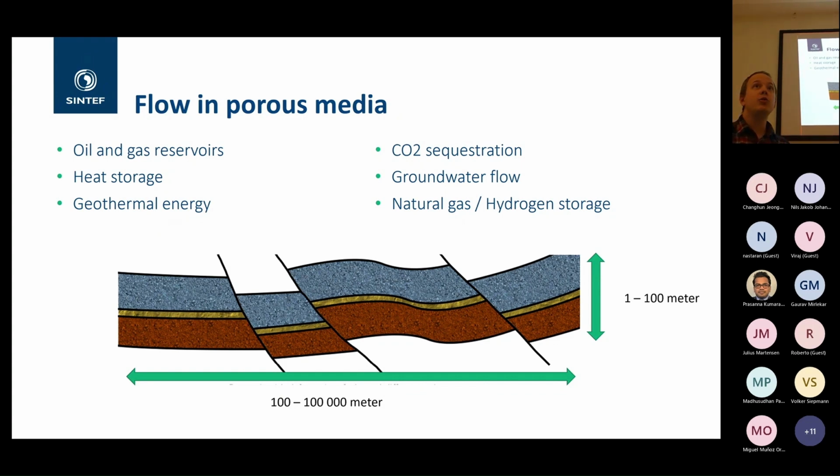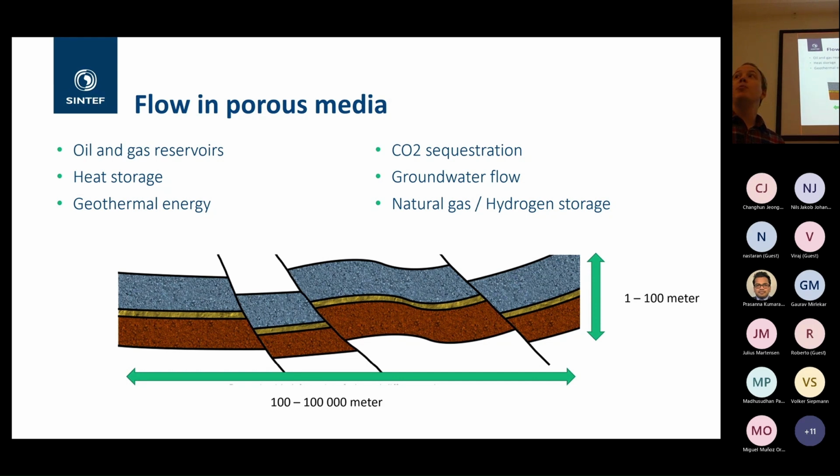You have things like heat storage, where you store surplus heat from industrial processes or seasonal heat variation in the underground, and you can bring it back up at a later stage. Geothermal energy, and CO2 sequestration, which is a big topic in Norway at the moment with Northern Lights. Groundwater flow, where you're looking at possible pathways for contaminants like radioactive pollutants that might spread in the underground and reach an aquifer.